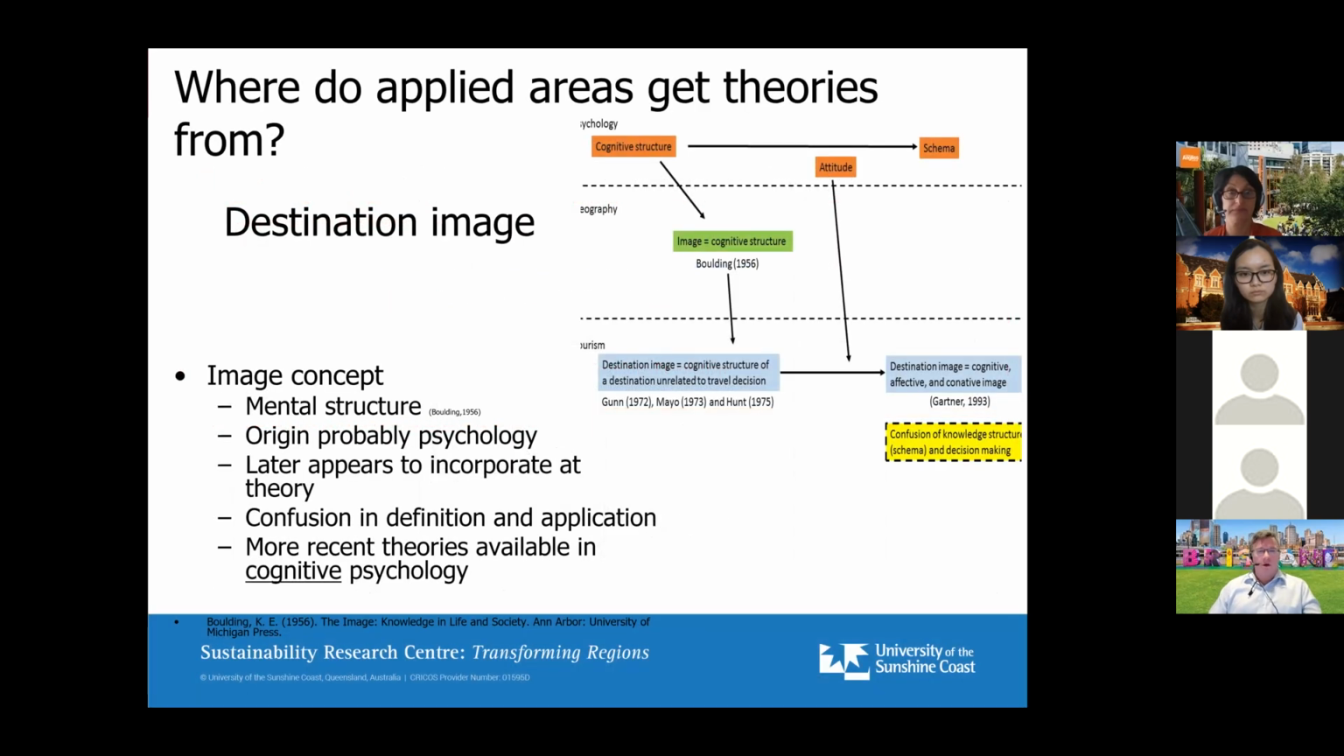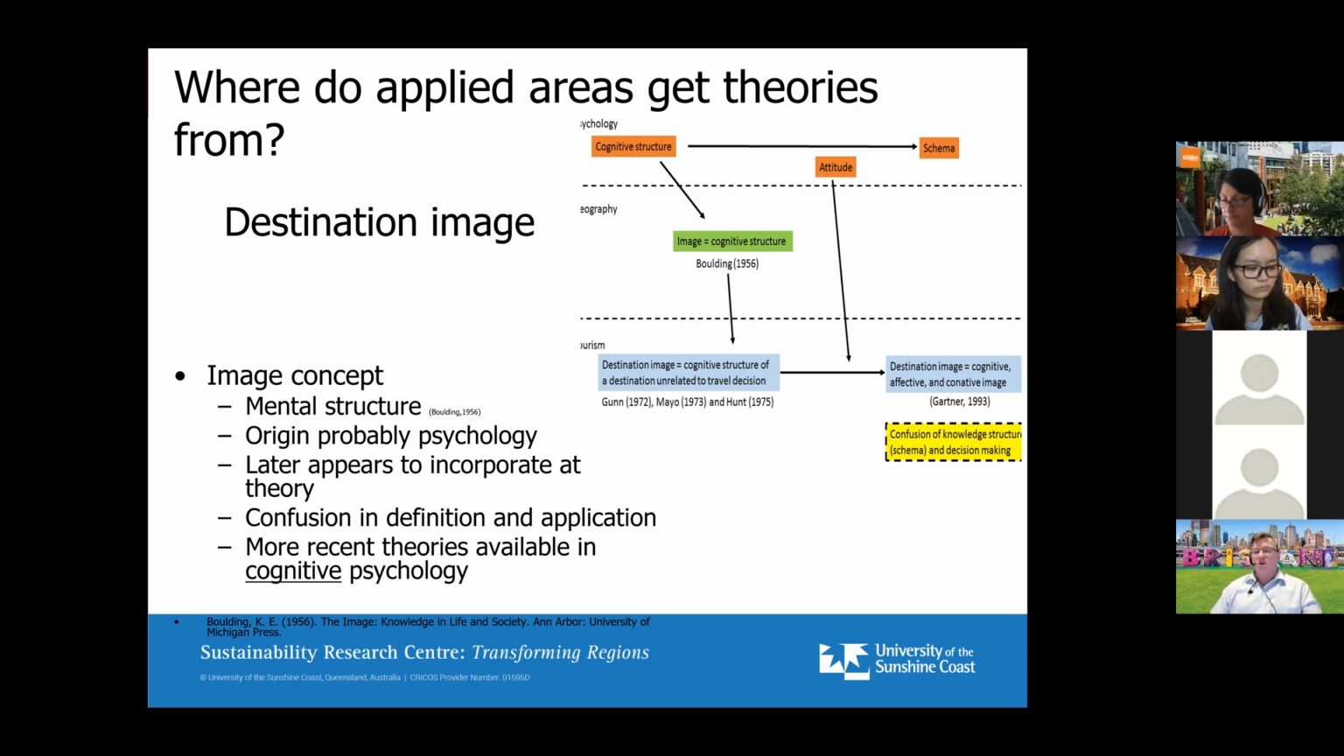So, for example, destination image. Where did destination image come from? It came from psychology in the 1940s and 30s often. Then it was imported into geography by Boulding, who came up with the geographical image, which then moved over into tourism by the work of Gunn and Hunt and so on. And they created this term called destination image, which was developed in tourism.